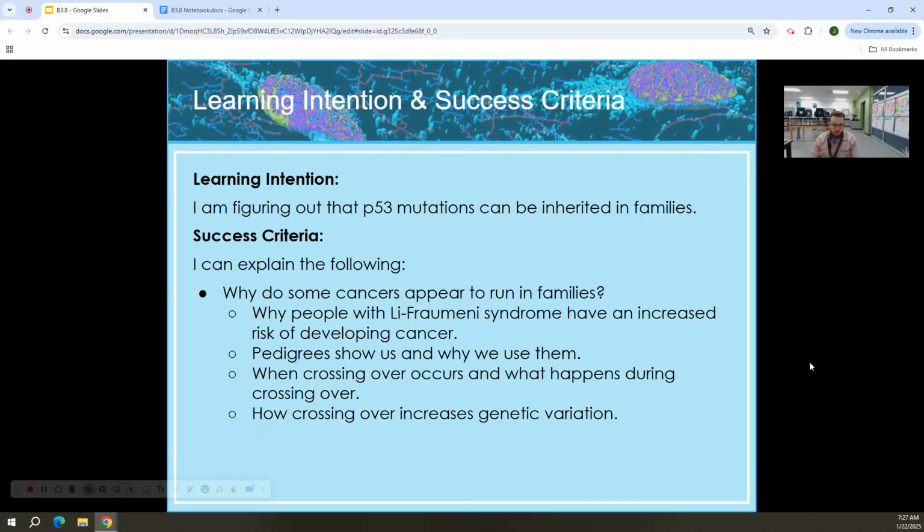We also need to know when crossing over occurs and what happens during that process. So what crossing over is, what happens when it occurs, and then how crossing over increases genetic variation. A lot of emphasis is going to be placed on crossing over and how it increases genetic variation, so make sure we're really focusing on those two when they come up later in the lesson.